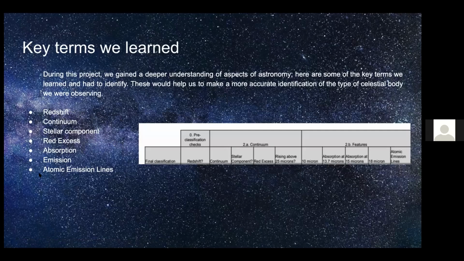The red axis is the presence of continuum at longer wavelengths. And the absorption is a dip in the spectrum, emission is the bump in the spectrum, and the atomic emission lines are prominent narrow lines in the spectrum.